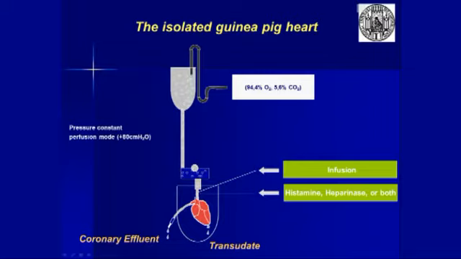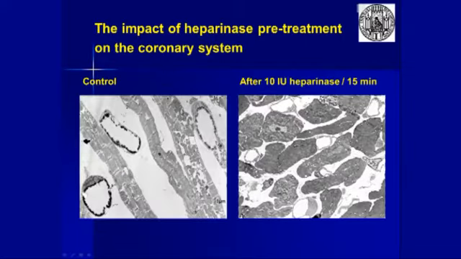Colloids and drugs like heparinase or histamine could be applied into the aortic feed line intravascularly. The application of heparinase caused a visible destruction of the glycocalyx, as we demonstrated in these electron microscopic images. There's no glycocalyx anymore. The application of histamine is a well-known intervention to cause intercellular gap formation. So the results of these experiments are here.